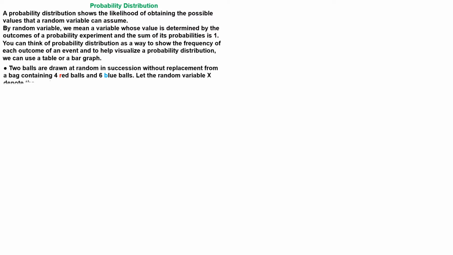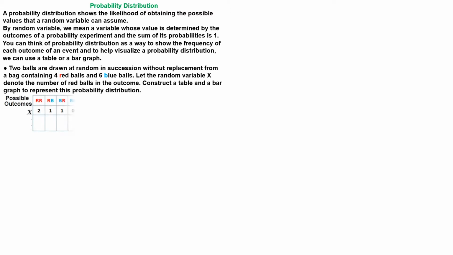Two balls are drawn at random in succession with replacement from a bag containing 4 red balls and 6 blue balls. Let the random variable x denote the number of red balls in the outcome. Construct a table and a bar graph to represent this probability distribution. The following table shows all the possible outcomes.